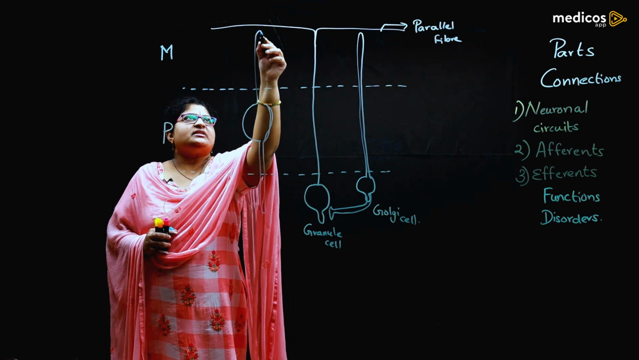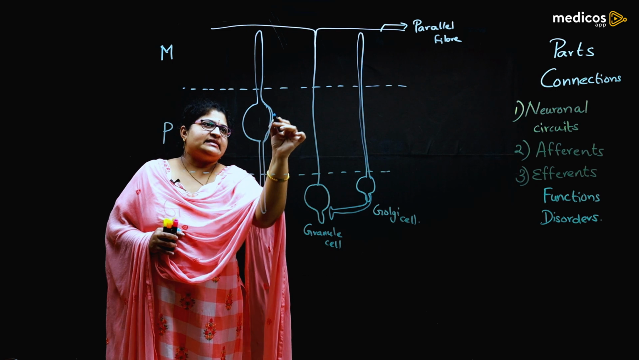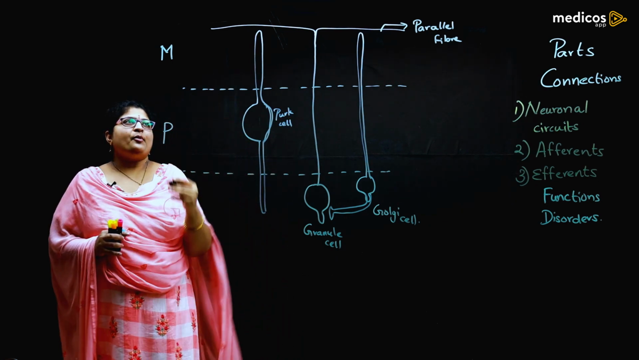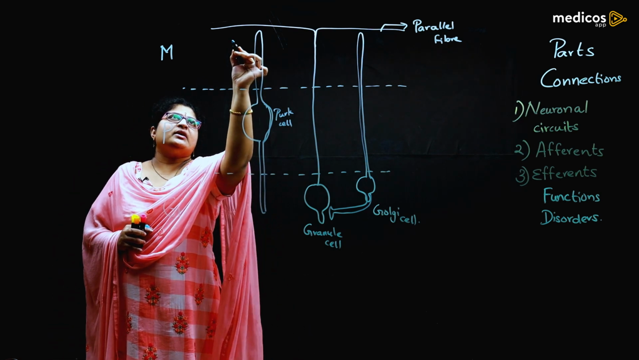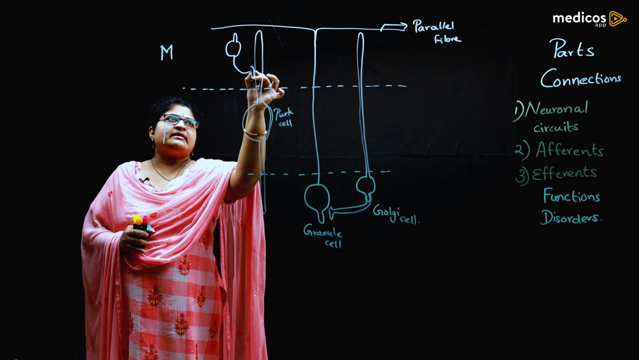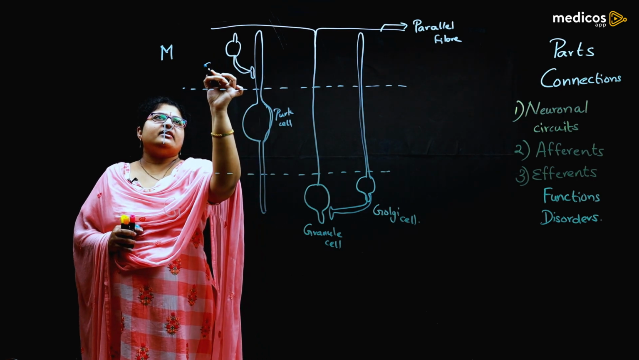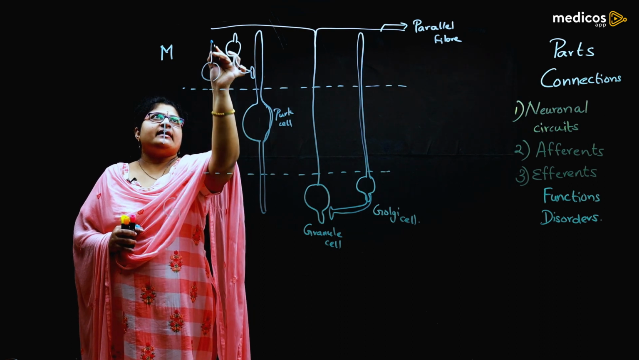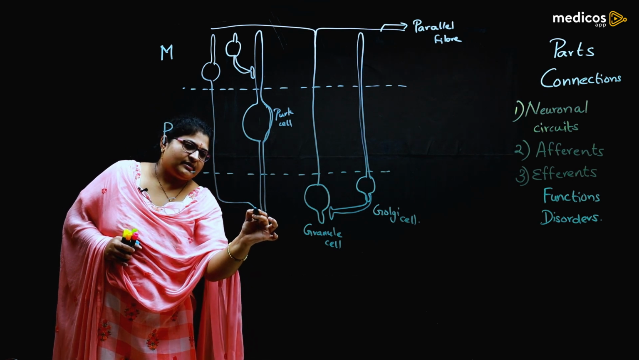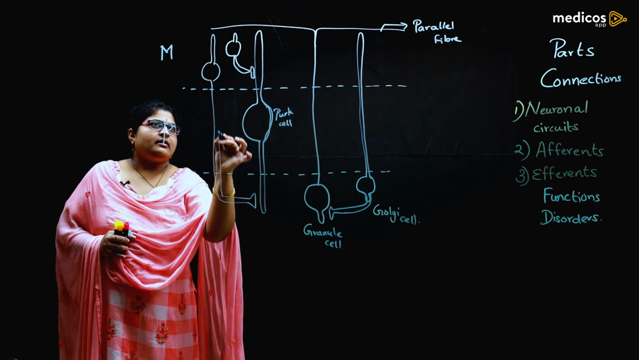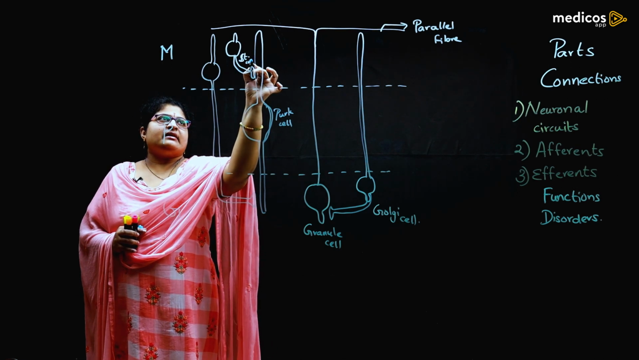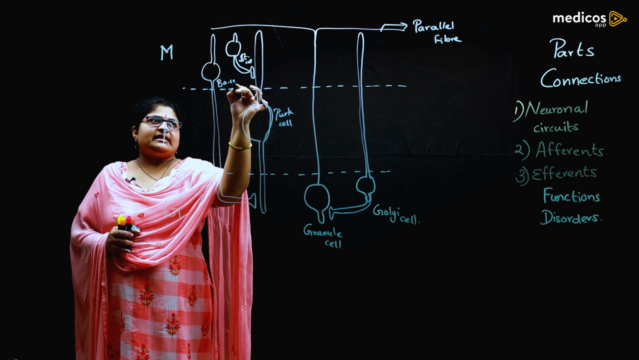So this is assumed to be an axon of the Purkinje cell. And in the molecular layer, we have two other cells. They are stellate cells. And another one, bigger than stellate cells, is the basket cell. So this is the stellate cell. And this one is the basket cell.